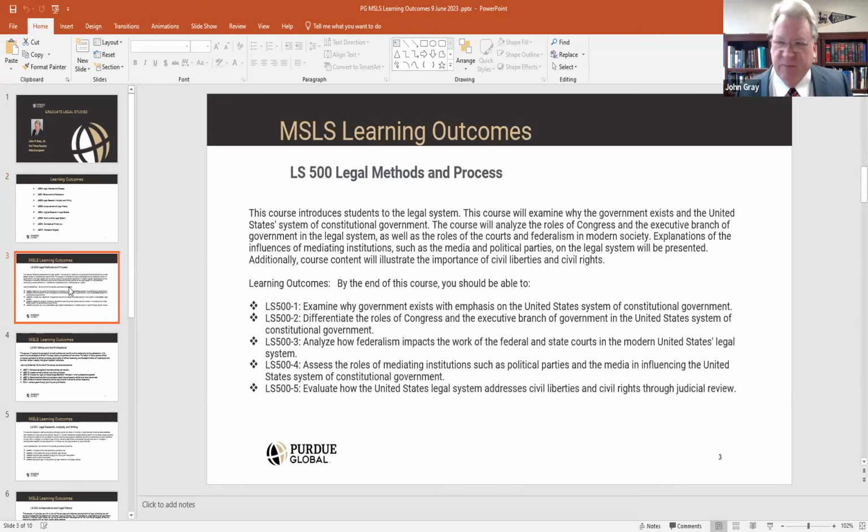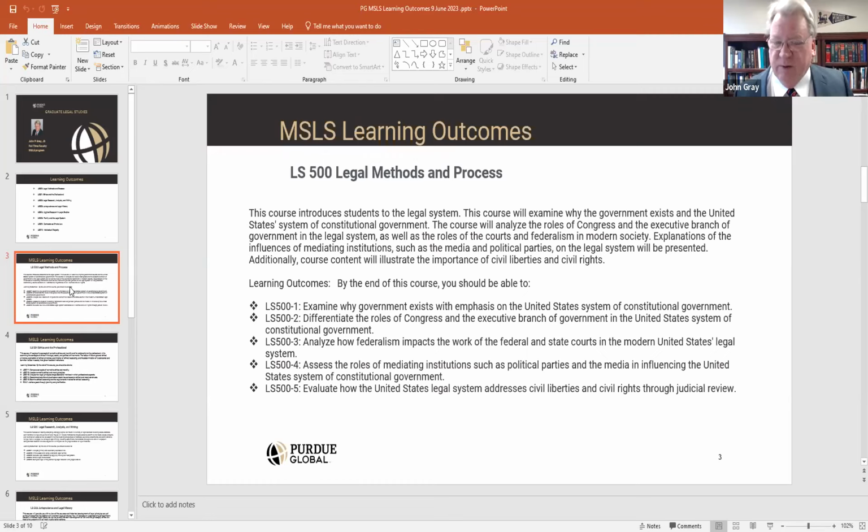First, as to LS 500, the course typically taken first in the program, this is legal methods and process. And so this allows you as a student to learn basics about the legal system. Some of you may already know some of this, and if so, it's good to have a refresher as we start the program. This course examines why government exists and the U.S. system of constitutional government. We analyze the roles of Congress and the executive branch of government in the system, as well as the roles of the courts.